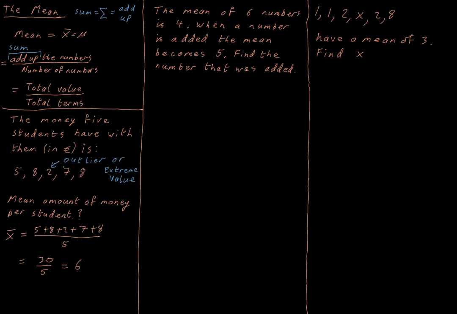Do we see any outliers in this data set? Do we see any extreme values in this data set? And in this case, the 2 would be a bit of an outlier. It's quite a bit lower than the rest of them.